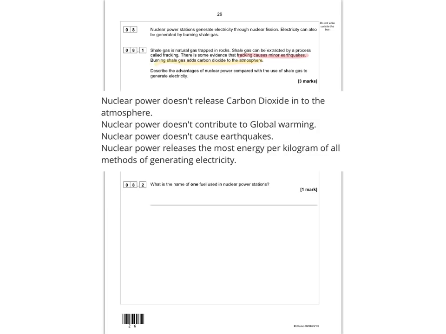However, you could have brought in your own knowledge and remember that nuclear power releases the most energy per kilogram of all methods of generating electricity. So you get more energy out of every kilogram of fuel for nuclear power. Question 8.2 says, what's the name of one fuel that can be used in a nuclear power station? And there you need to talk about uranium and plutonium.